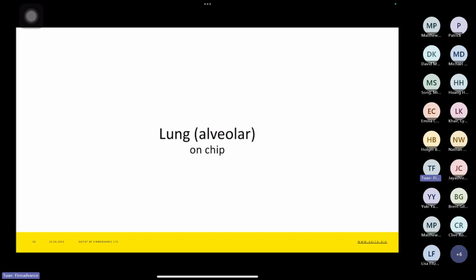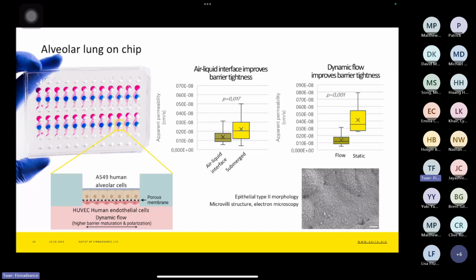And the next one is the lung model on chips. The interesting thing with this is that we were able to create the air-liquid interface, which is really mimicking what is happening in vivo, right? So we have the cells, the A549 human alveolar cells, on top of the membrane inside the open top chamber. And on the bottom, again, we have the endothelial cells with dynamic flow on our rockers.